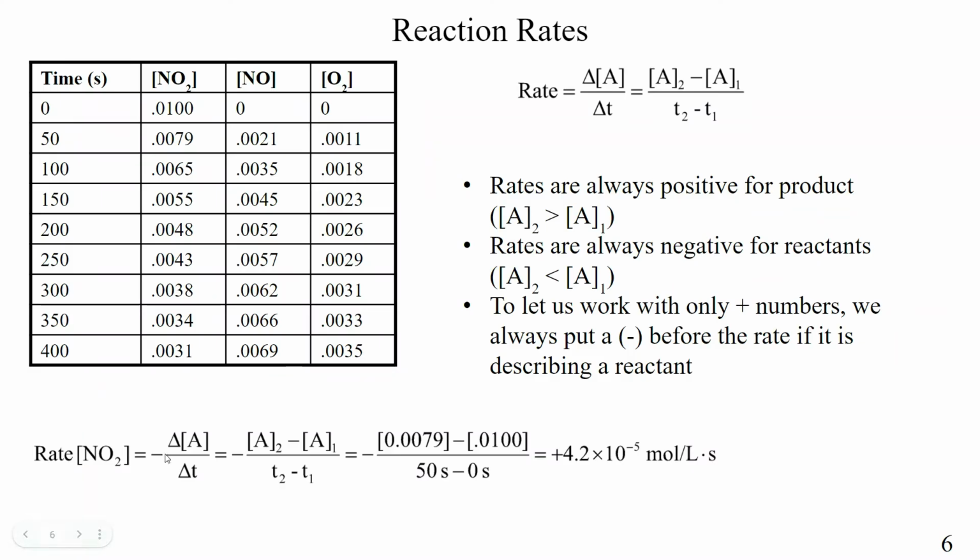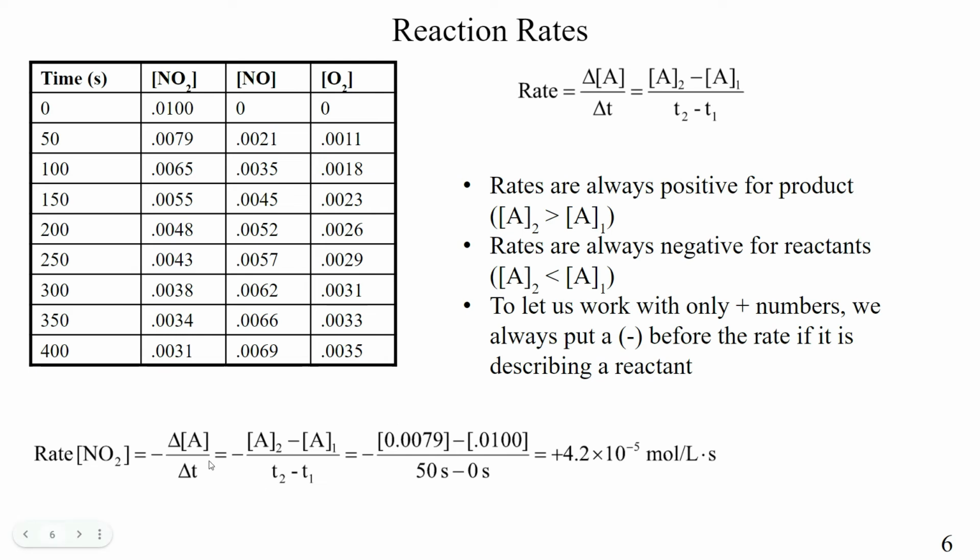As I showed you guys before, where that negative comes from, the reason why we have this negative here is because it's just easy and simple to work with positive numbers. It's always easier to work with positive numbers. So this is the reason why we put this negative here. If you put the negative before the rate, even if you have a negative rate, a negative times a negative will end up being a positive. Okay, so let's look at an example.